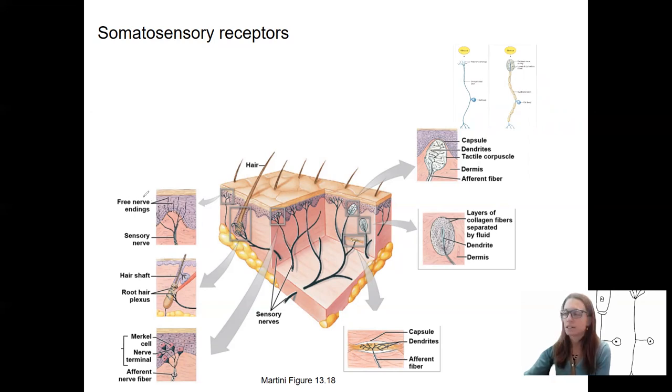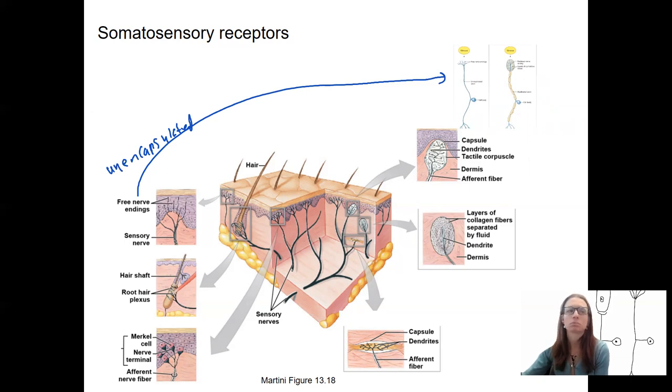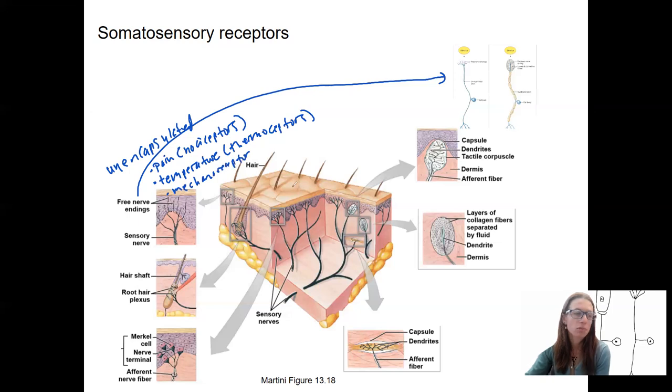First, let's start simple. So free nerve endings. These are unencapsulated. There's no special structure there. We're just detecting via mechanoreceptors or special proteins at the end of the cells that detect. So it can either be pain, so nociceptors are a type, temperature, so this is thermoceptors, and there's some mechanical as well. So there's some mechanoreceptors that detect touch, just with free nerve endings.